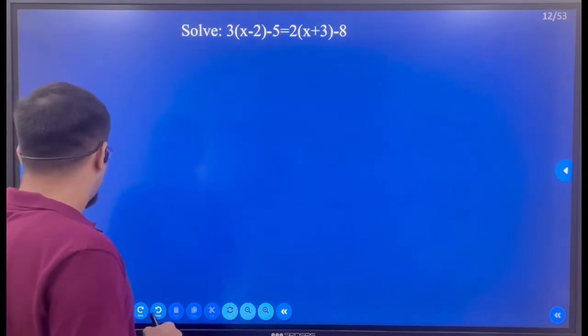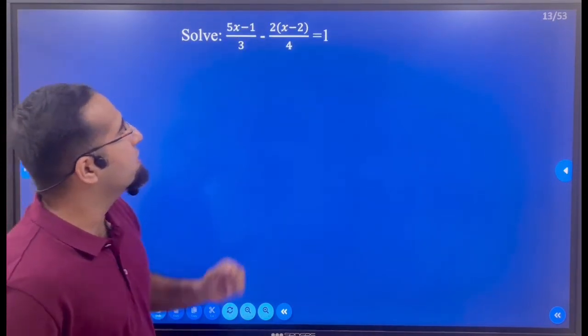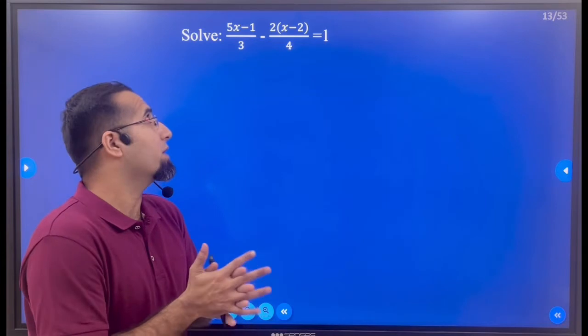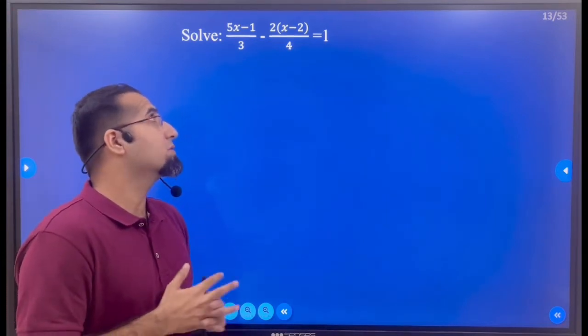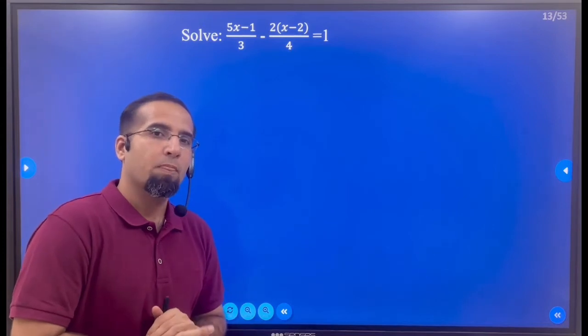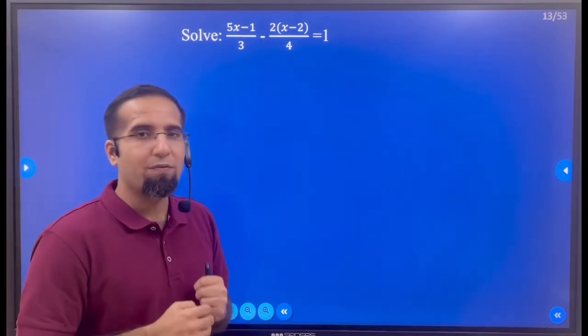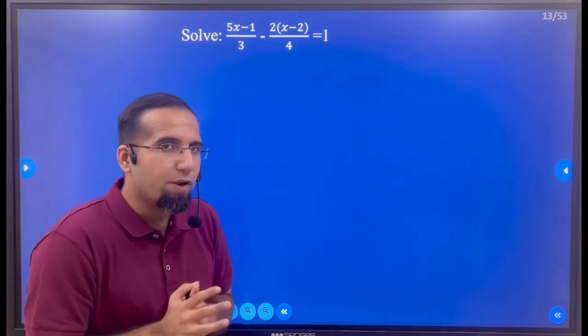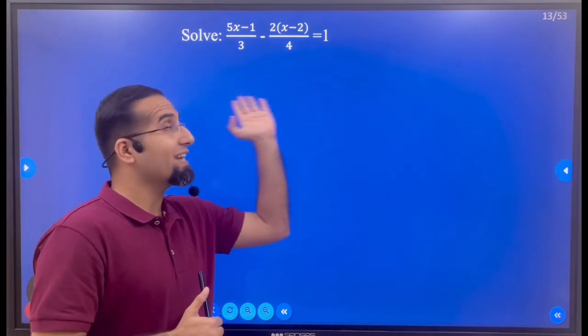So let's look at the next question here. Now this question says (5x − 1)/3 − 2(x − 2)/4 is equal to 1. Now you have fractions here. If you have fractions here, when you would have paused the video and solved, you would have taken an LCM, right?